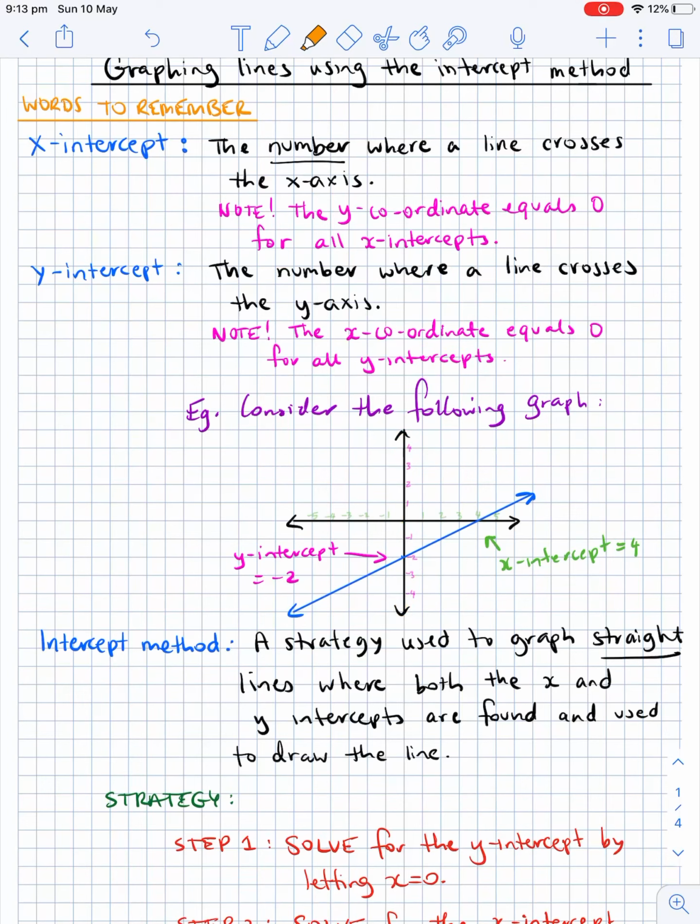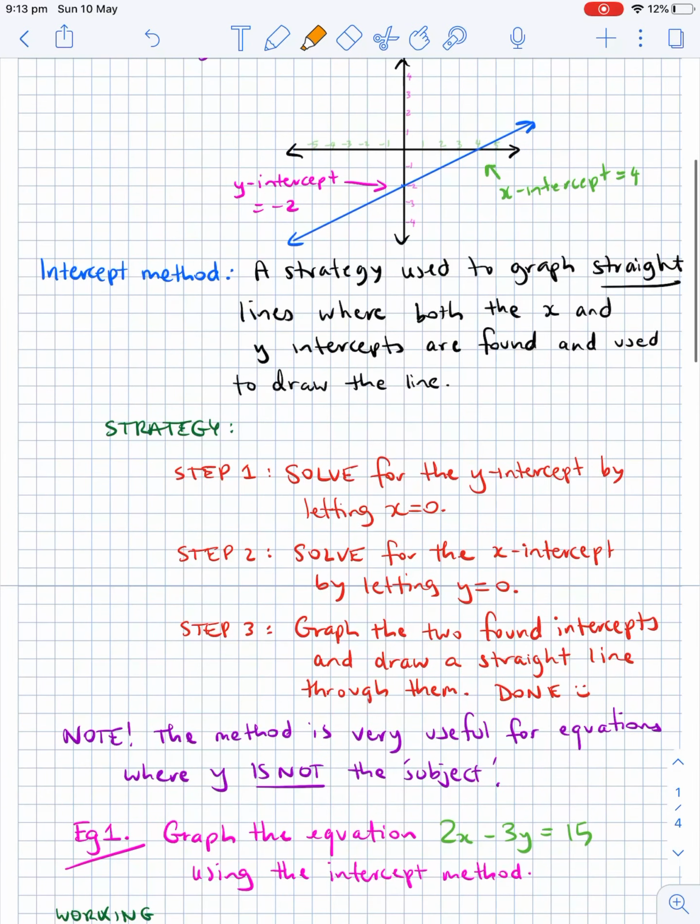So that's the y-intercept. And a really important point is to notice for this x-intercept, the y value of this point is equal to 0. And for the y-intercept, the x value equals 0 as well. So these are really important points to remember, because we're going to use that to find these x and y intercepts.